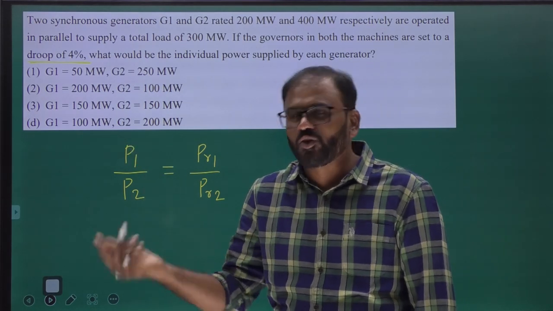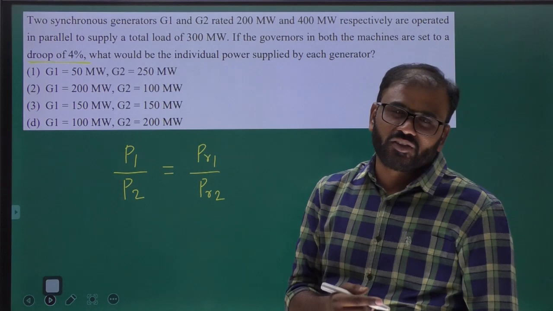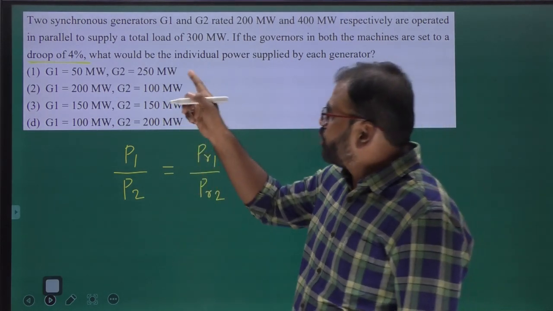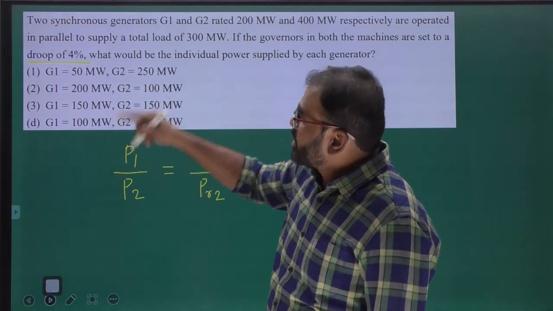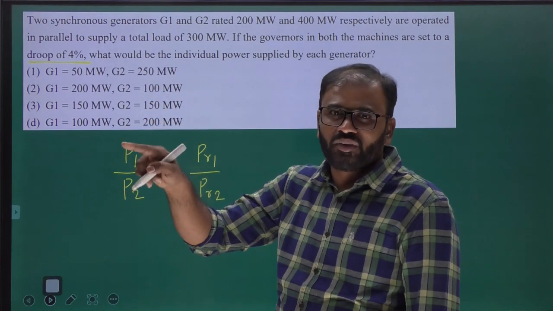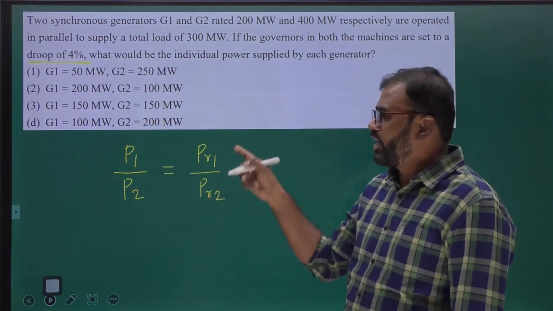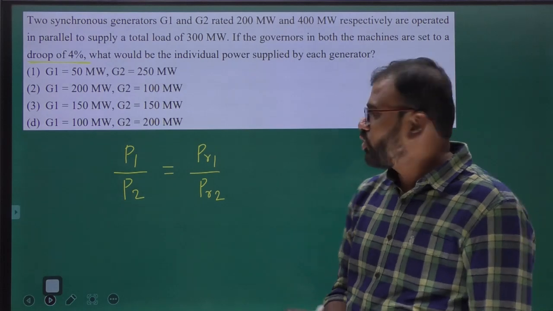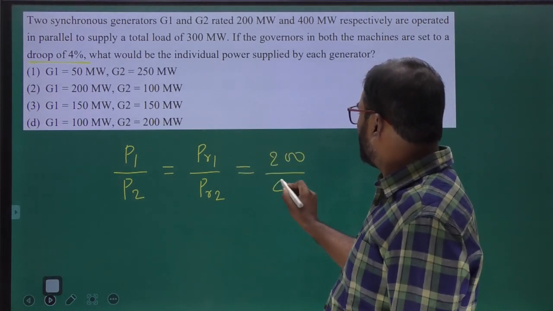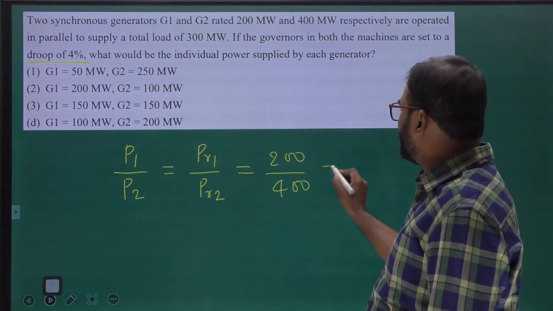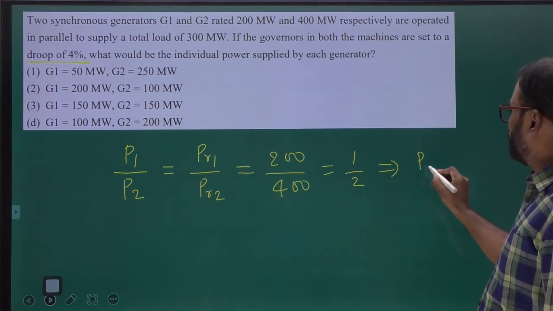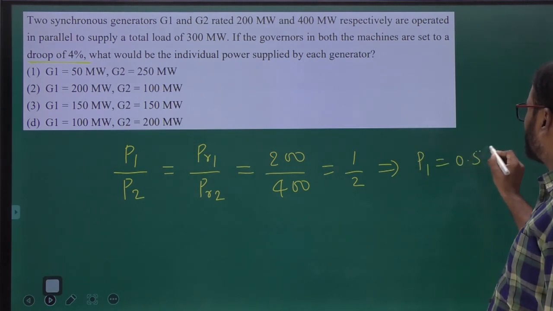Droop characteristics is also called regulation characteristics or regulation of a speed governor. If the regulation of a speed governor or the droop of the speed governors are the same in percentage, careful, not in actual, in percentage they are the same, then they will share the load in proportion to their rating. So PR1 is 200 megawatt, PR2 is 400 megawatt. From this I can write it is 1 by 2, so P1 equal to 0.5 times P2.